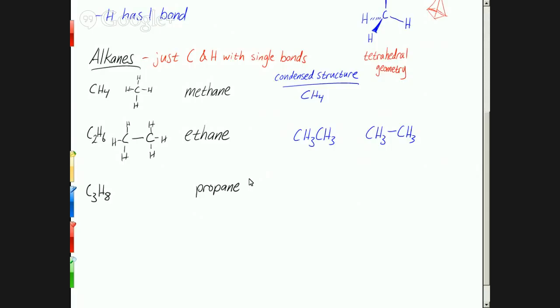Is there a way to condense it apart from what you have there? Let's think about it. So what does the structure look like? C, C, and then you've got, okay, 2 H's in the middle and 3 on each end, like that. Okay, great. So then what would our condensed structure look like?